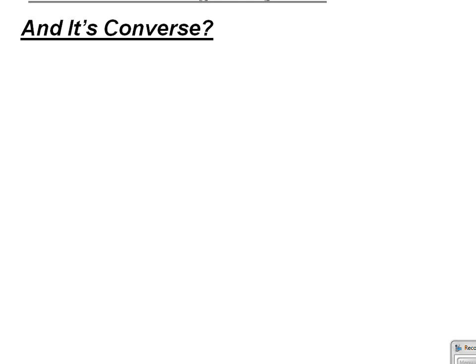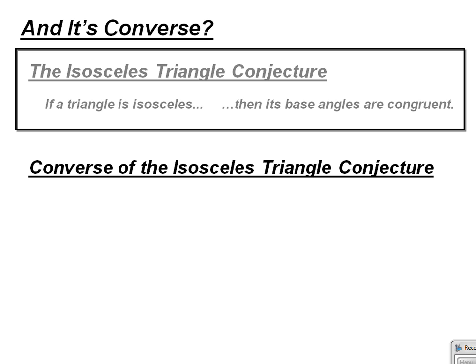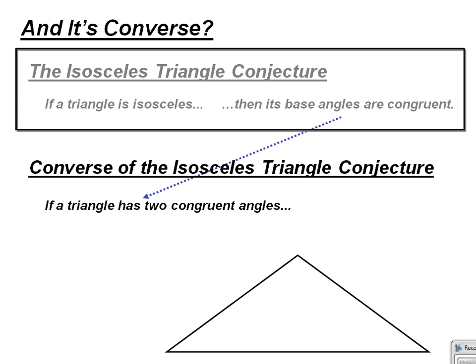And how about its converse? Well, again, starting with the original conjecture, if a triangle is isosceles, then its base angles are congruent. Remember that the converse of a conjecture involves taking the if and then portions of the conjecture and flipping them. So instead of beginning with an isosceles triangle, we're instead going to begin with just a triangle whose base angles are congruent.